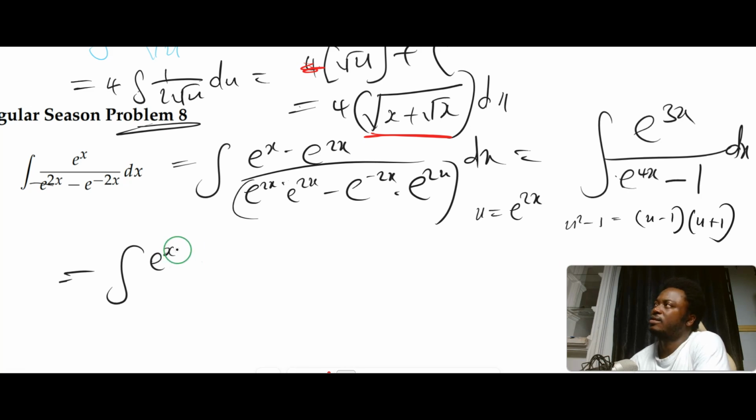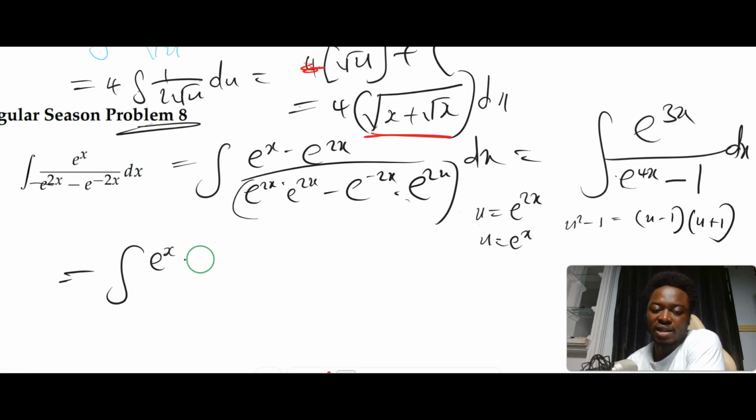Should I write it like that? This is problematic, because there are so many possibilities. Is it to take u as e to the 2x or to take u as e to the x? Let's explore the possibilities. If you take u as e to the 2x, this becomes u squared minus 1, but then we will need the square root of u. Let me show you what I mean.